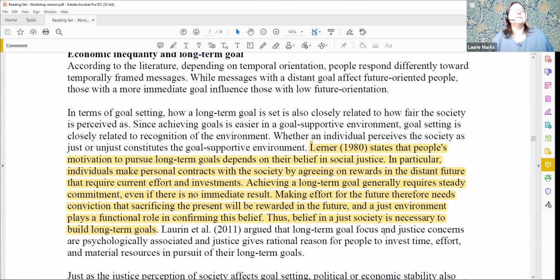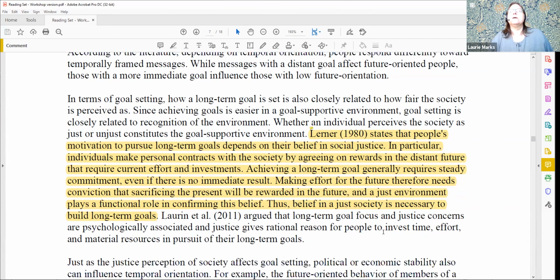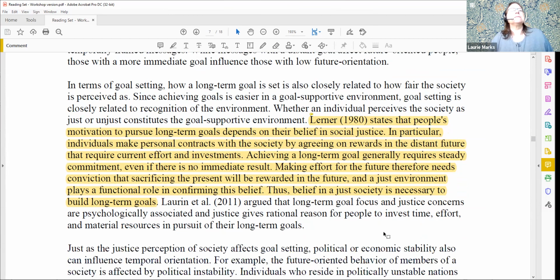Also, just incidentally, this is a good example of how to summarize. This is a 3 or 4 sentence summary of what must have been a very complex argument. But they explain the essential parts of the argument without going into a lot of detail.